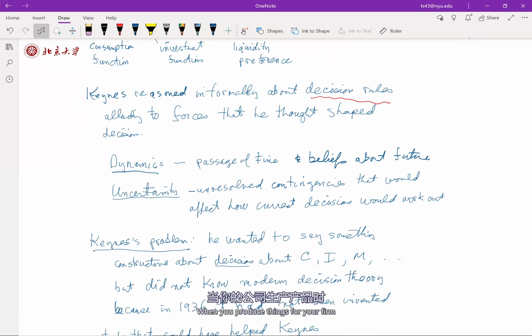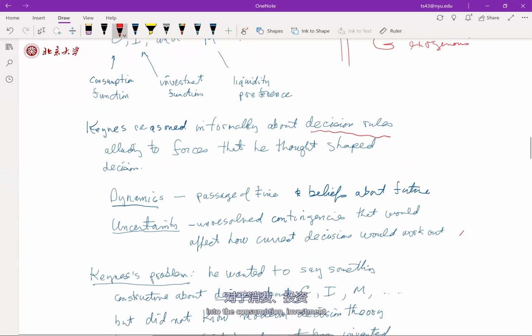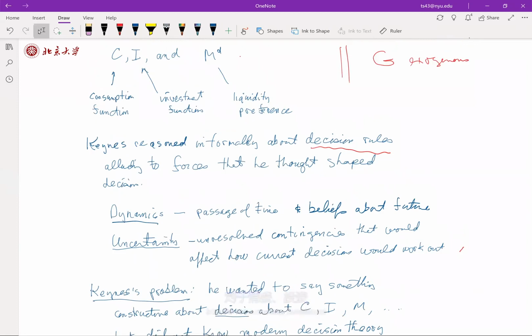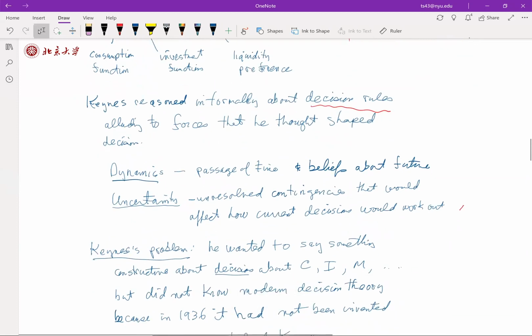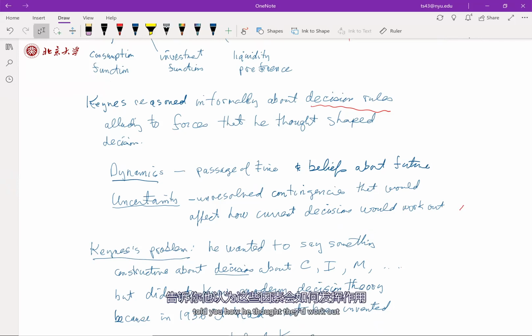When you produce things for your firm, you don't know the demand that's going to be there in the future. You don't know what competition is going to come up with. There are unresolved, unforeseen contingencies that affect how your current decisions might work out. So Keynes thought these were really important ingredients in the consumption, investment, and liquidity preference decisions. And he wrote down how he thought they'd work out. And partly he's bluffing, partly he's guessing.